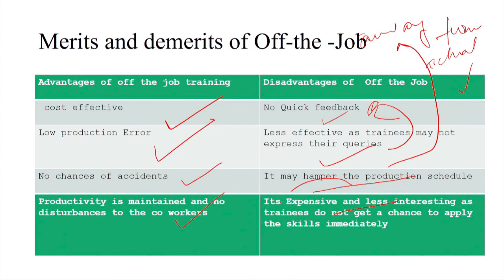interesting. Why expensive? Because at times different things have to be kept in mind. Maybe the training is being done in a hotel, or maybe it is outstation training or something like that. So it is very, very expensive, not cost effective, and at times it's less interesting because they are not getting a chance to apply those skills immediately. So, my dear friends, these were the different disadvantages associated with off-the-job training methods.